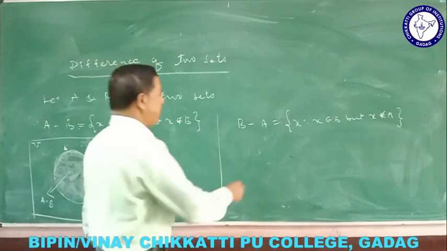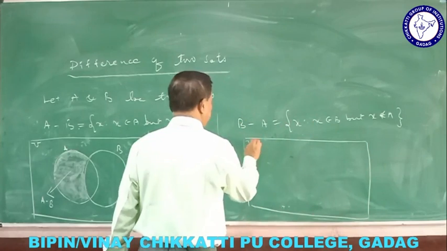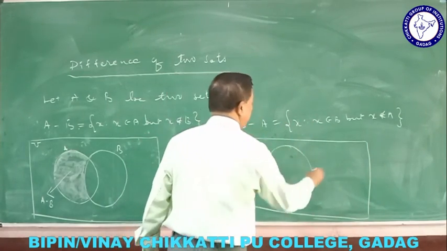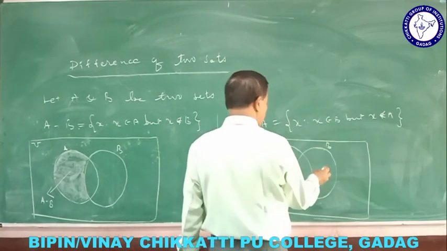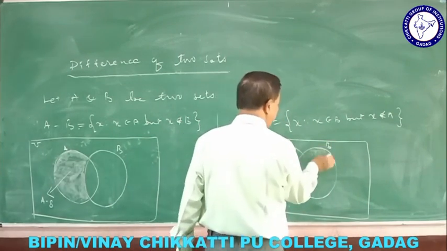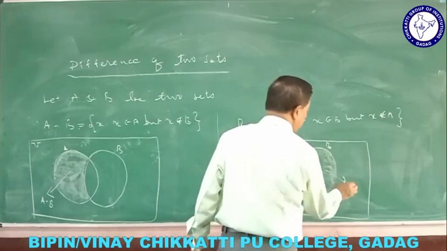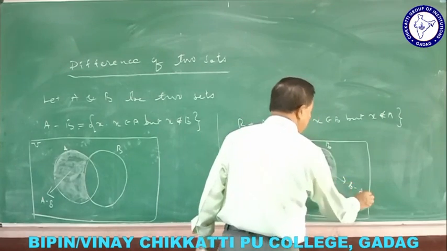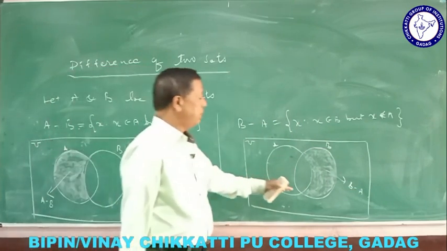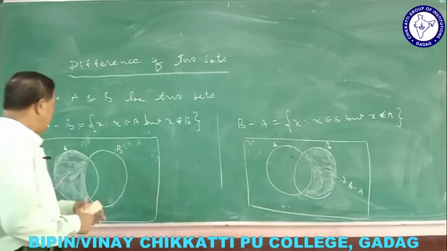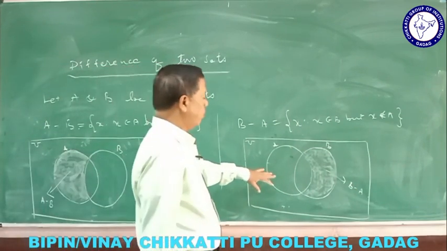Suppose you go for B minus A, look at this Venn diagram. This is the universal set, this is A and this is B. And where is B minus A? For B minus A, you have to see only this. This is B minus A, and observe the shading here. Here A minus B was the shaded portion, and here B minus A is the shaded portion.